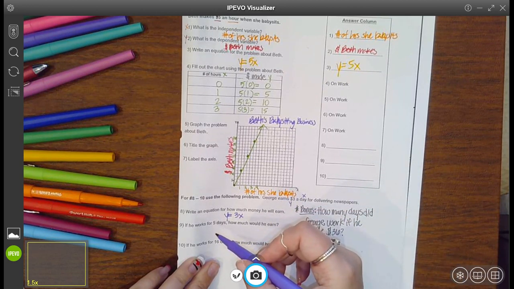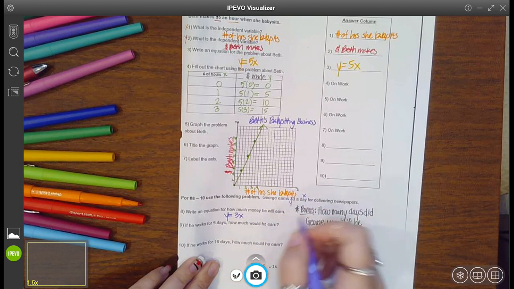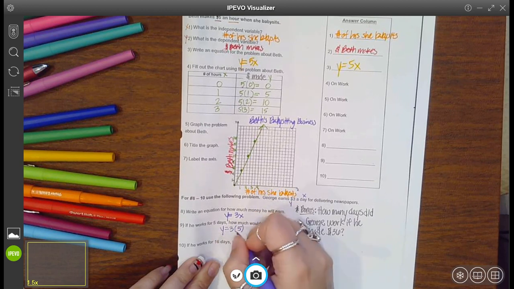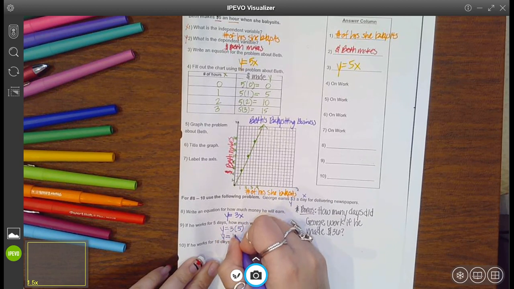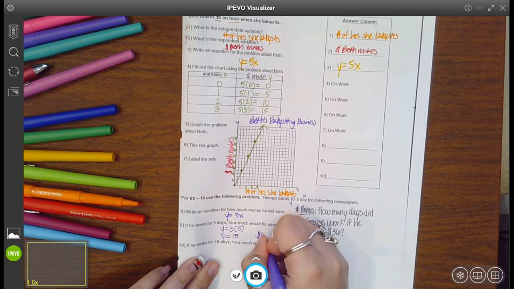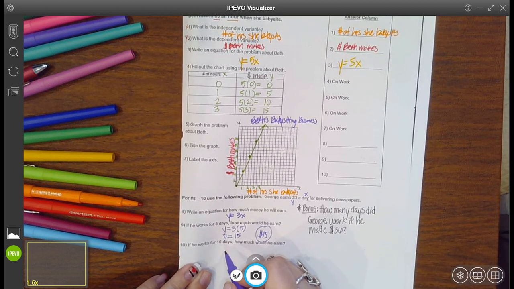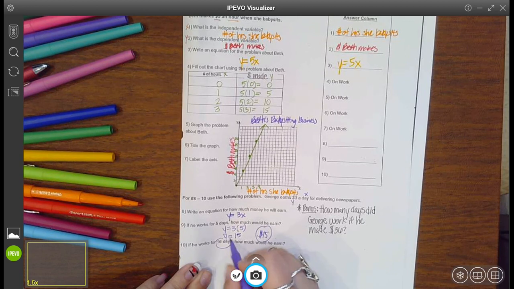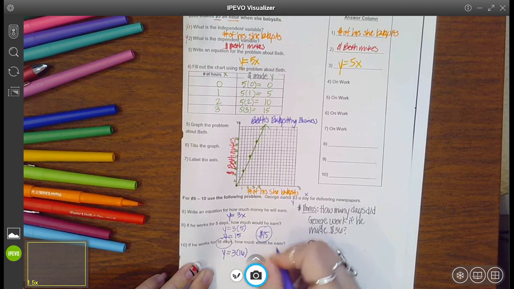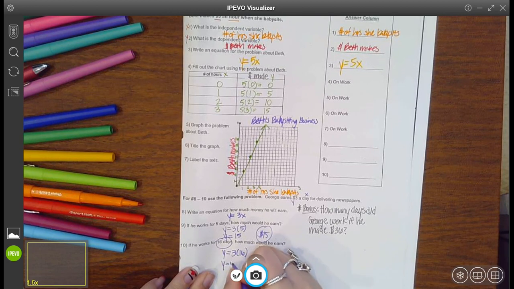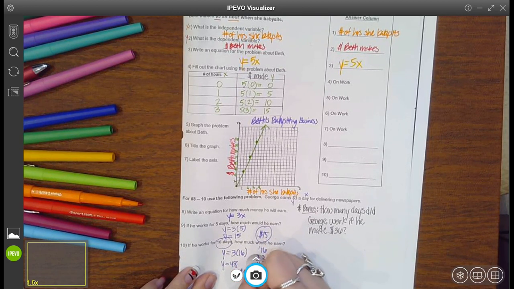So if he does it for 5 days, how much would he earn? Well, x is talking about the number of days, so let's plug in a 5 for days. 3 times 5 is 15. So he would make $15 if he works for 5 days. What about if he works for 16 days? Okay, well, I'm still talking about days, and days is x, so let's plug in 16 for x. If I multiply that out, that tells me y equals 48, and y is talking about the money. So he'll make $48 if he works for 16 days.